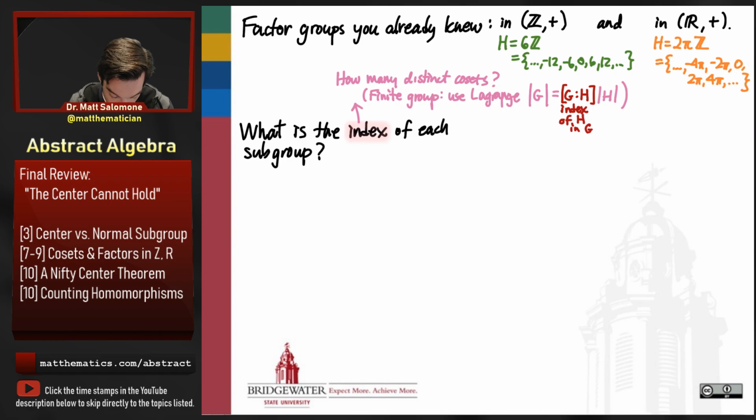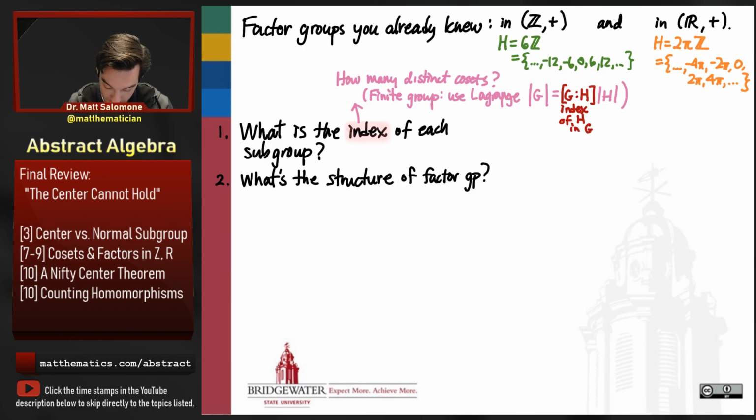So that's one question I want to ask. And the second question is, what can we say, if anything, about the structure of the factor group? What are the factor group elements? What are those elements really doing? And by factor group, of course, I mean G mod H. So those are the two questions that I want to explore together.